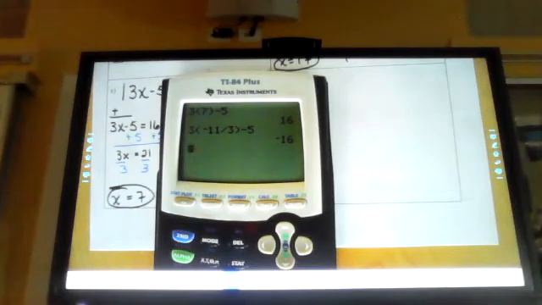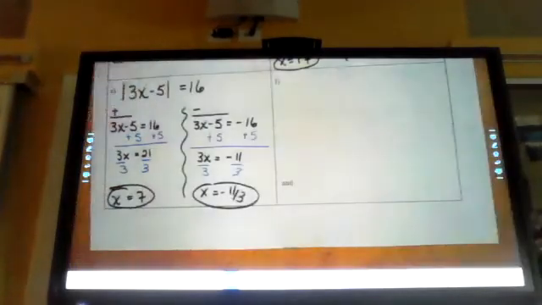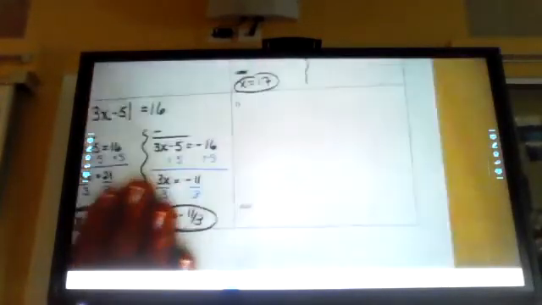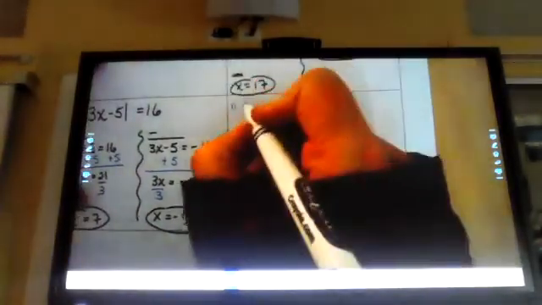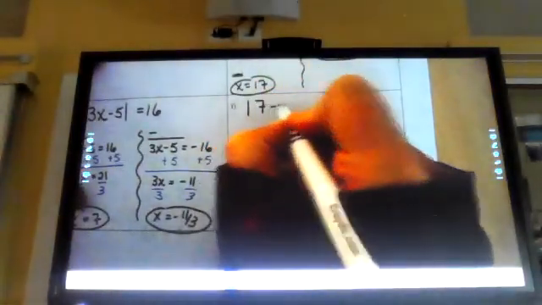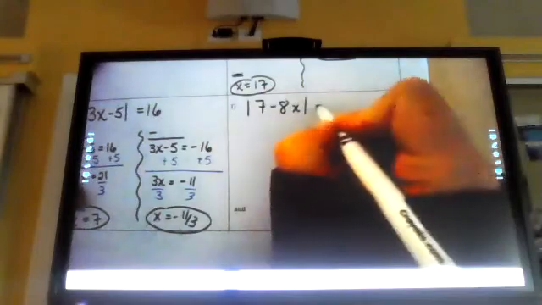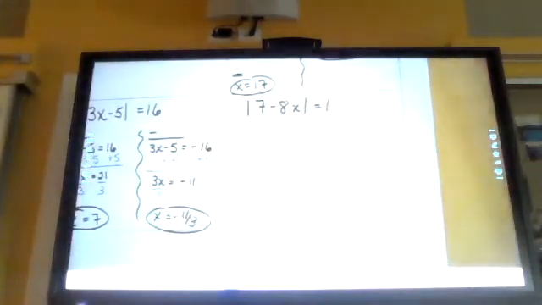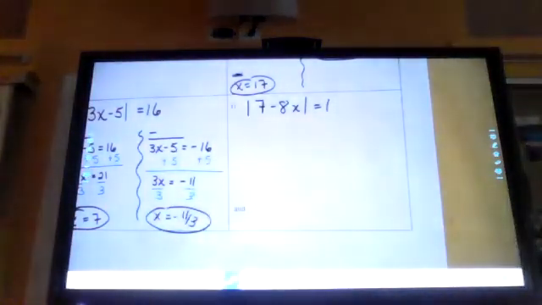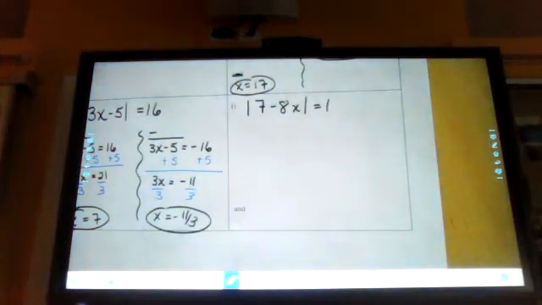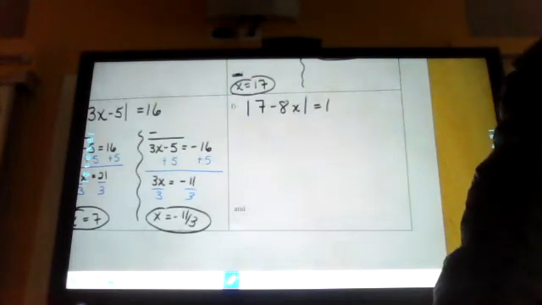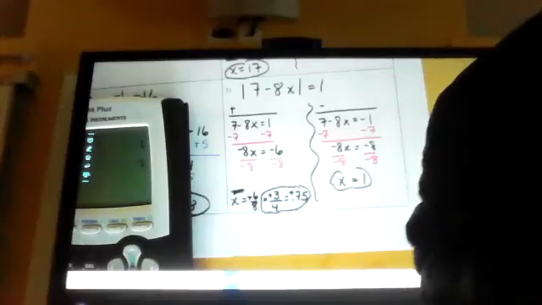And there it is. Okay, last problem, guys. Have you set this one up by yourself? So we have the absolute value of 7 minus 8x equals 1. What values of x can I plug into that absolute value to make it equal 1? All right, we're going to pause the video again. Try this one all on your own.